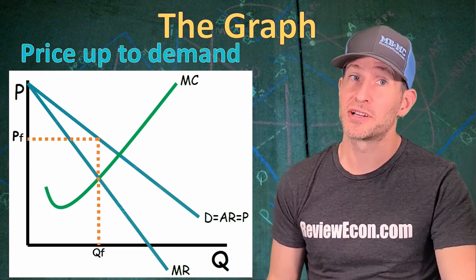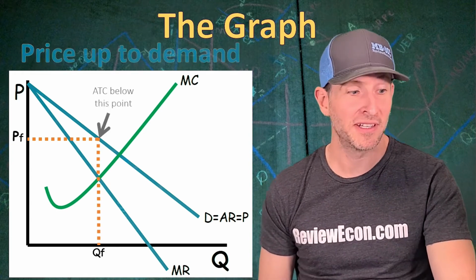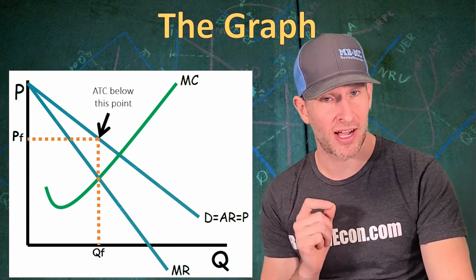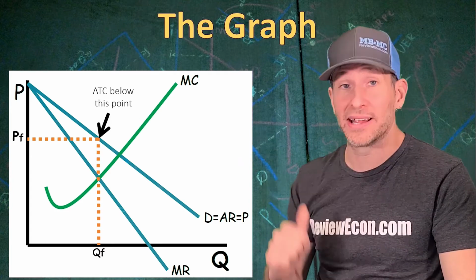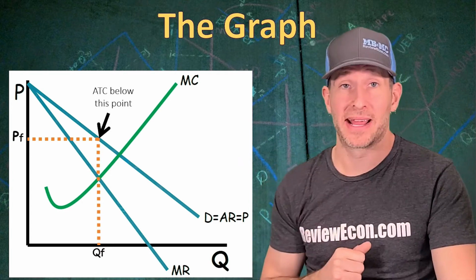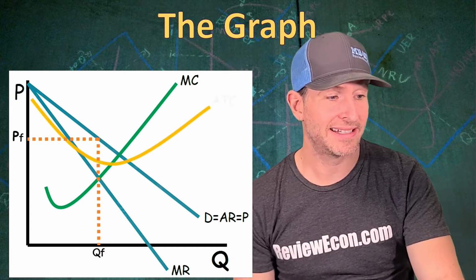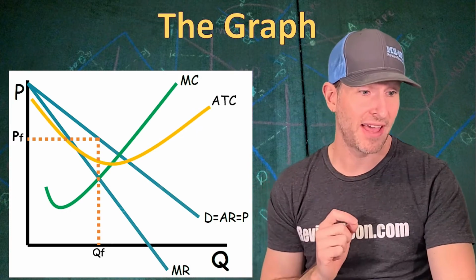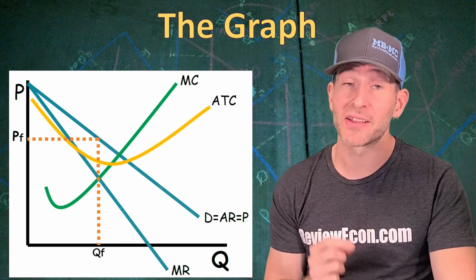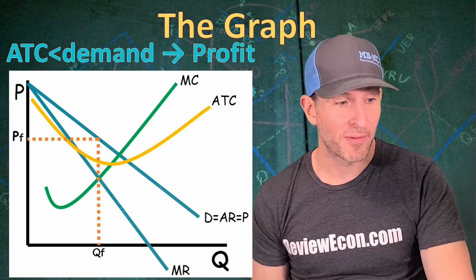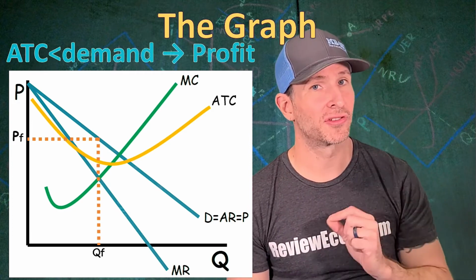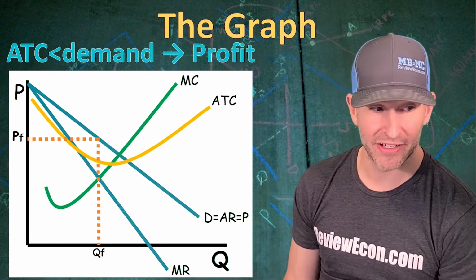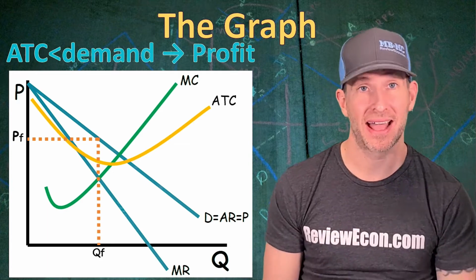And since we're currently going to draw a monopoly making an economic profit, we need to have the average total cost curve below that point right there where the quantity hits that demand curve. Let's go ahead and draw in that ATC. Remember, the minimum point of that average total cost curve must intersect the marginal cost. And since at that profit maximizing quantity, the average total cost curve is less than the demand curve, that means we have economic profit here.